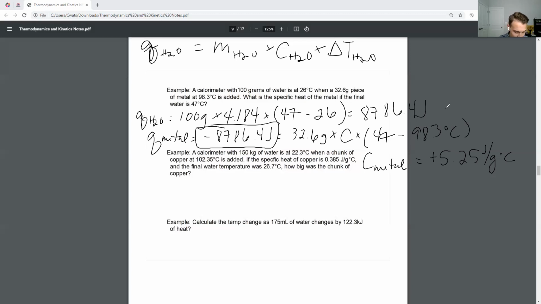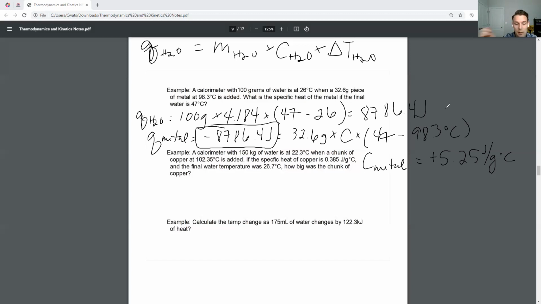A calorimeter with 150 kilograms of water is at 22.3 degrees Celsius when a chunk of copper at 102.5 degrees Celsius is added. If the specific heat of the copper is 0.385 joules per gram degree Celsius and the final water temperature was 26.7 degrees Celsius, how big was the chunk of copper?